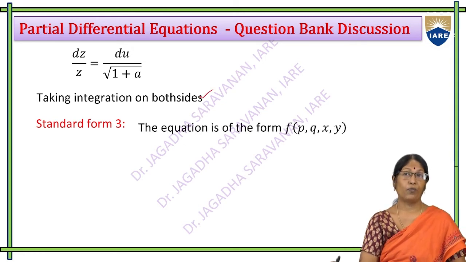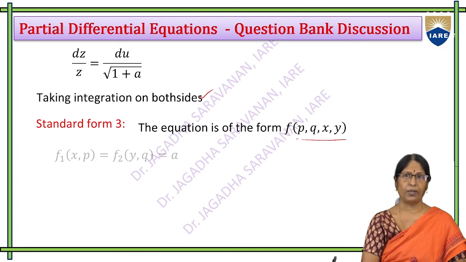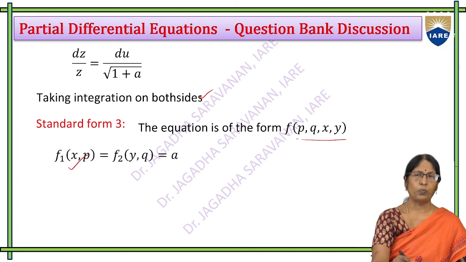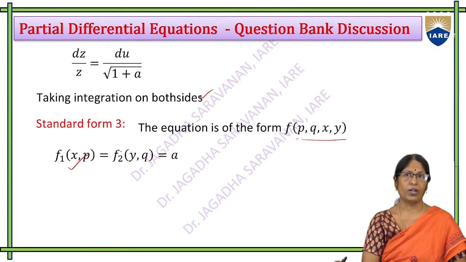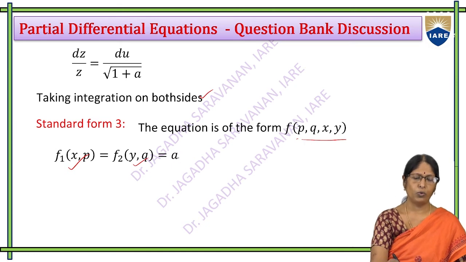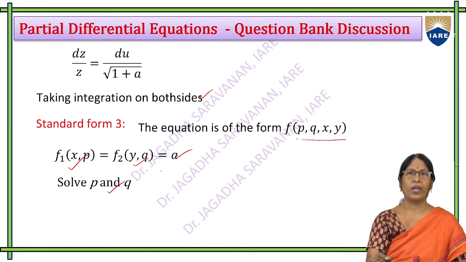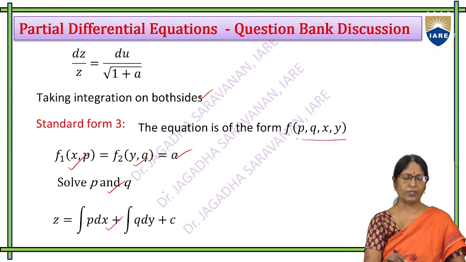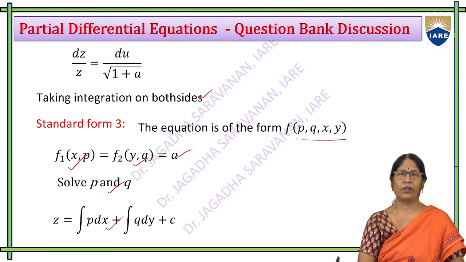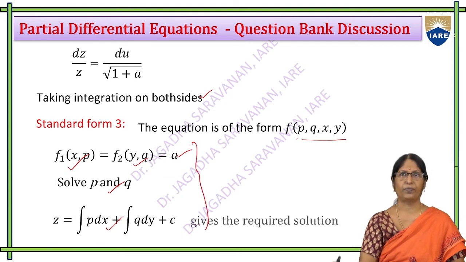Suppose the question falls under standard form 3. It has only p, q, x, y variables, and z is missing. Then the xp terms will be grouped on one side and the yq terms on the other, both to be equated to the value a. Then we will solve for p and q. Finally, after getting the values of p and q, we will substitute them. So these are the steps of standard form 3.